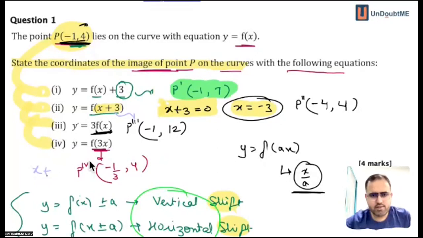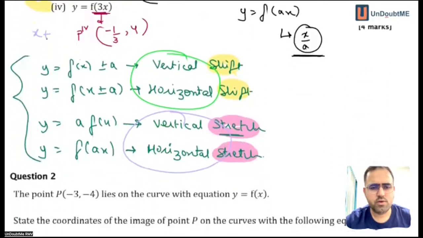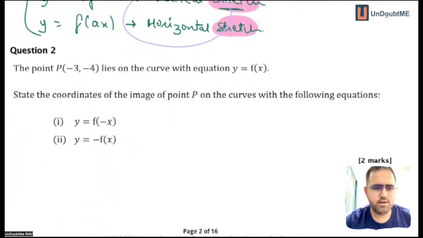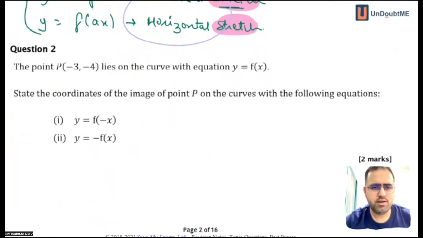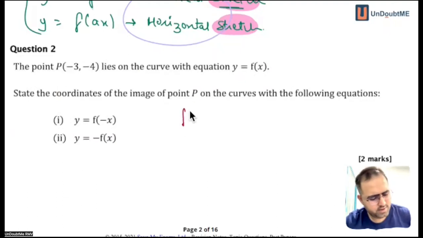Okay. Everyone else, is it clear? Rajvi, Rishan, any doubt? No, sir. Okay, so let's see the next one. The point lies on the curve. State the coordinates of the image of point P on the curve f of minus x and minus fx. You can treat them as f of ax and afx.